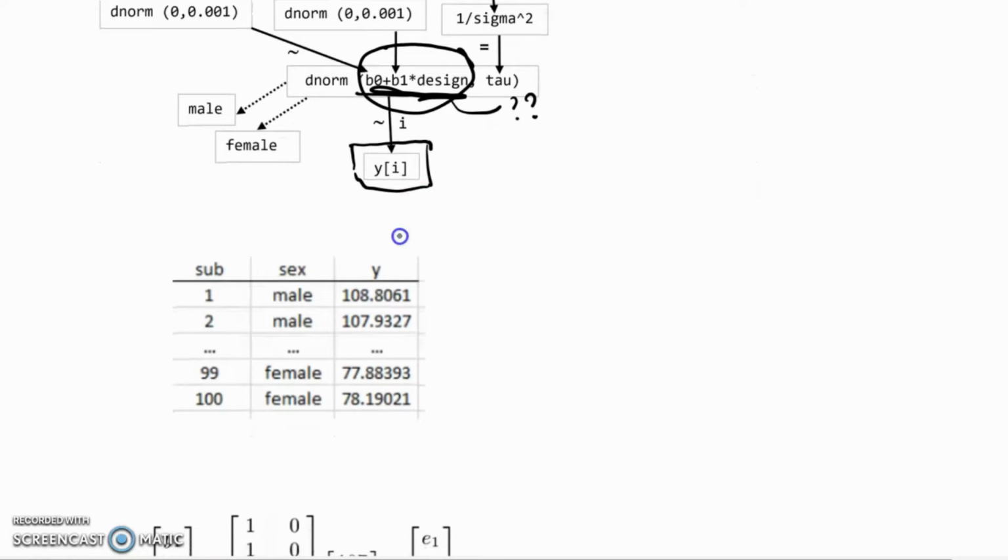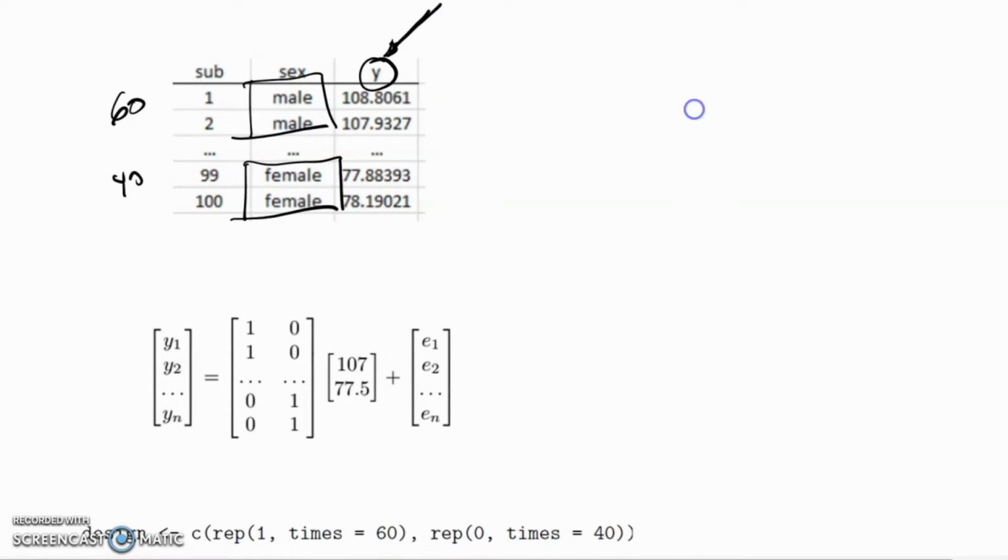So remember what our data frame looks like. We've got 60 males, followed by 40 females, and these were the observed values of Y, the ones that we generated. Well, how did we generate these values of Y? We did it through a matrix operation. So we had this matrix here that I referred to as dummy that had 60 and 40. So it had 60 of these ones and zeros followed by 40 zeros and ones.